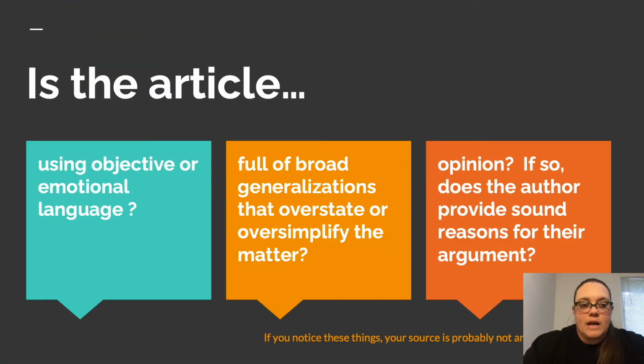Some further questions you want to ask. These will raise some red flags. Is the article using objective or emotional language? If the article is using emotional language, there's a high likelihood that it's not a scholarly article. Peer-reviewed papers, papers that are written for scholarship and for academia, generally try to be on the less emotional side of things and stay more objective.